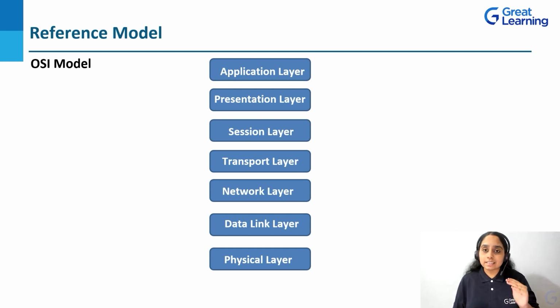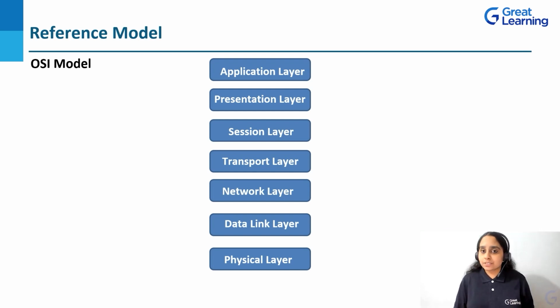Data link layer is responsible for transmitting data from one node to another. It is also responsible for converting the data packets received from the network layer into frames. Frame is nothing but packets in data link layer. The third layer is the network layer. Network layer is responsible for transmitting data from one host to another in different networks.